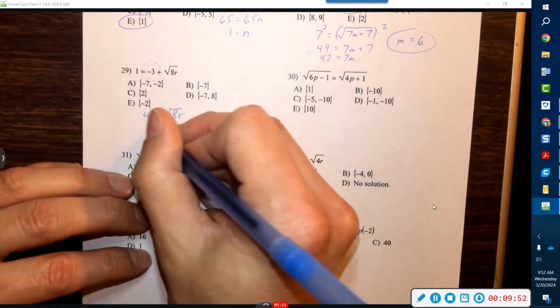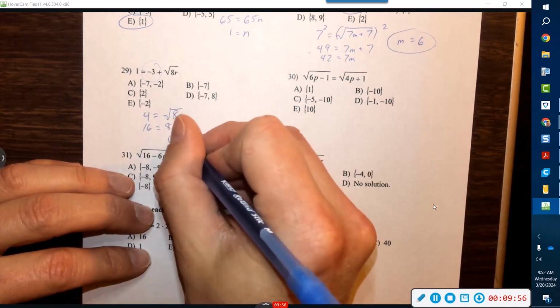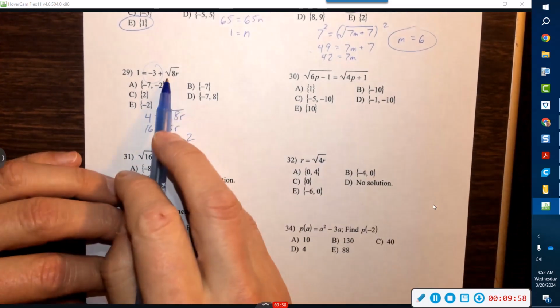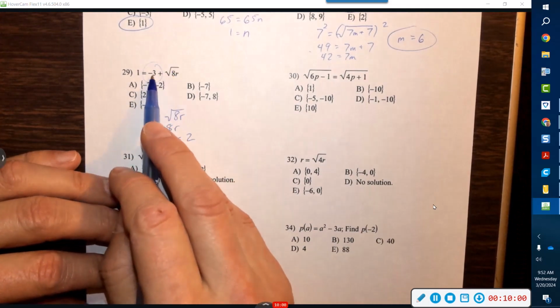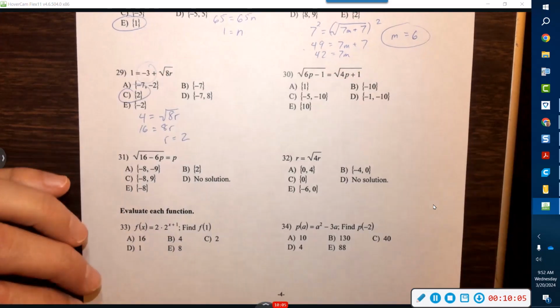Okay, we'll square both sides. So we get 16 equals 8r. Divide by 8, and we get r equals 2. 8 times 2 is 4. 4 plus negative 3 is 1. Okay, so 2 is the answer.